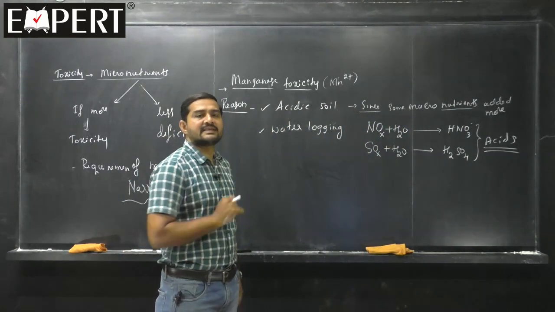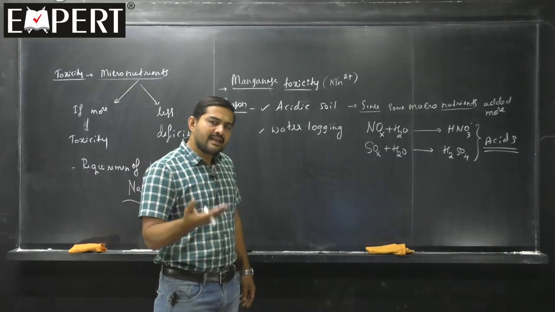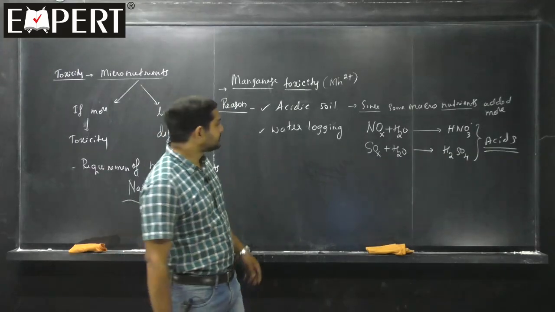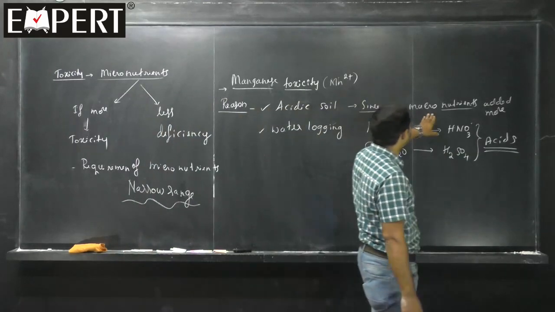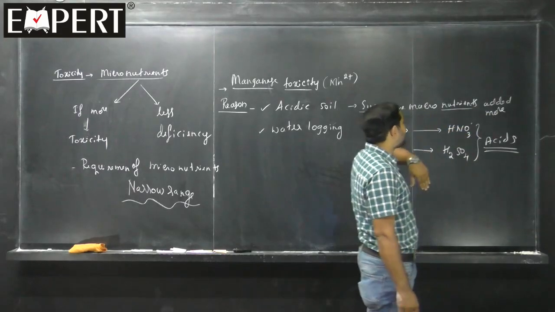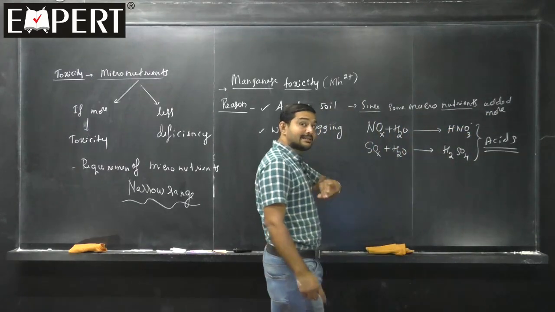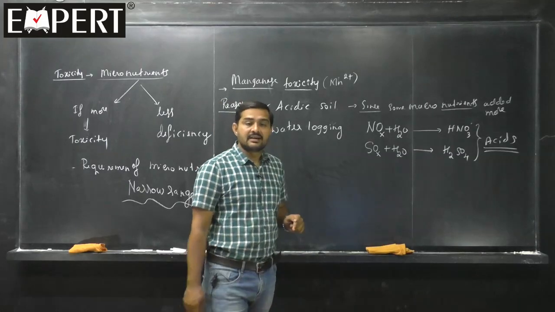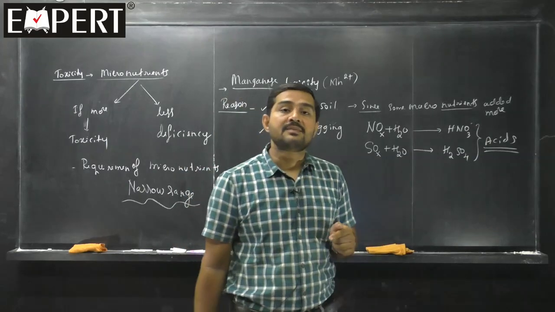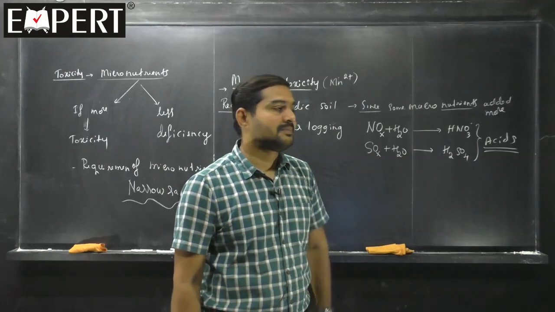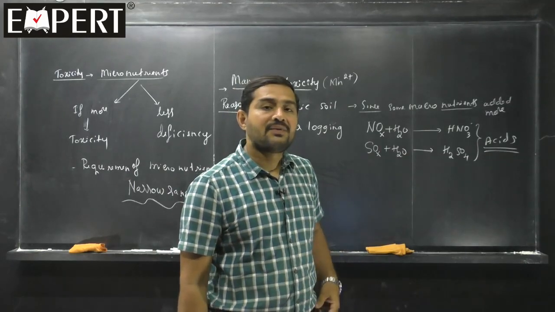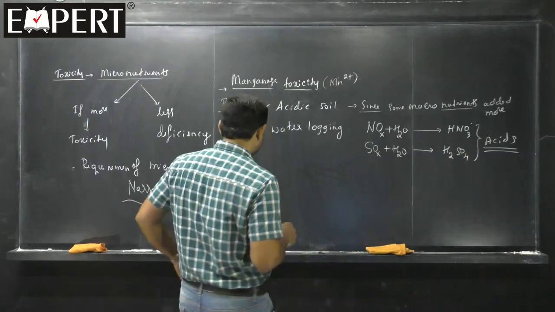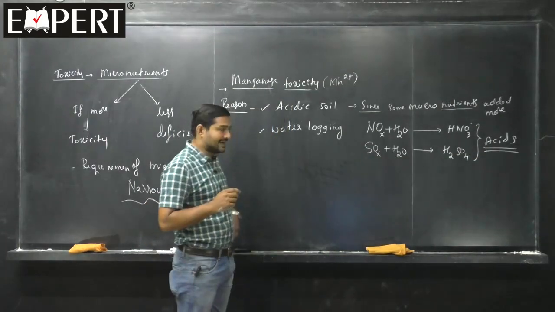That is a very few examples I give. The remaining also can make the soil acidic. So since some of the macronutrients are added more, that also can make the soil acidic. Because of that acidic nature, the manganese absorption becomes more than the requirement. Very beautiful concepts are there. If you remember, I'll tell you what that is. Okay.